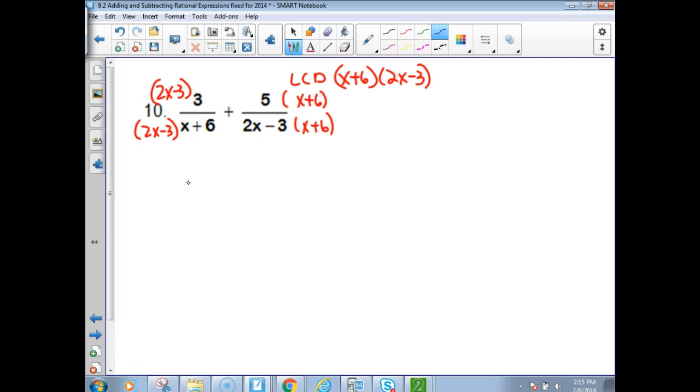And I'm going to go ahead and go for it. So I'm going to write one fraction bar. I'm going to put my LCD on the bottom.